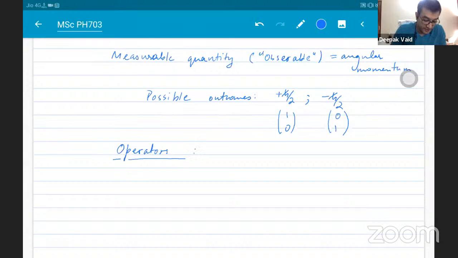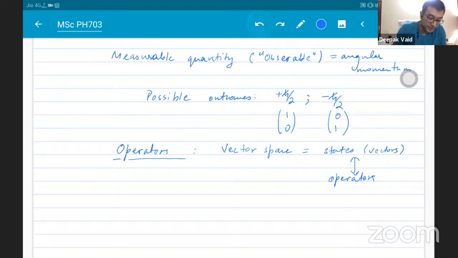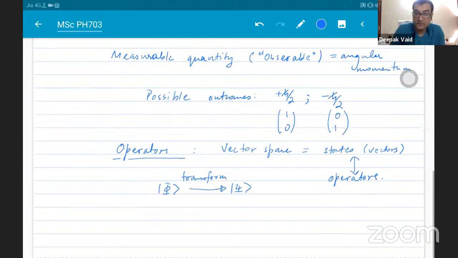Okay. So for this purpose, now we introduce operators, right? So we have a vector space, right? What is a vector space? A vector space is the states, which are the vectors, but the vectors themselves have no meaning unless and until you can transform those states from one, you can go from one state to another state. Until and unless you can go from one state to another state, right? How will you describe any kind of dynamics in the system, right?